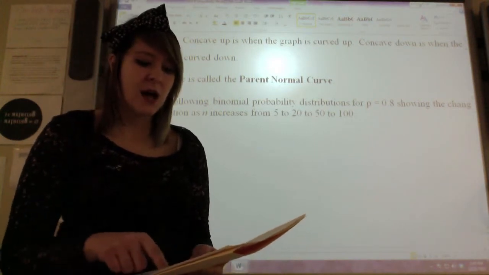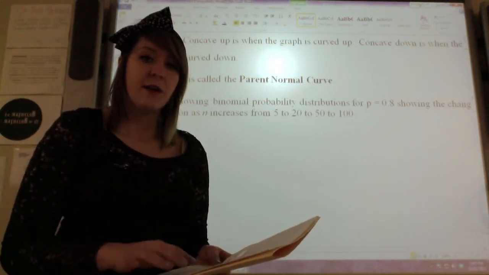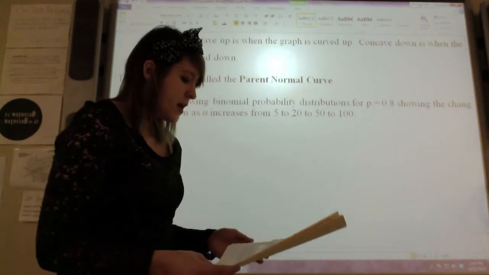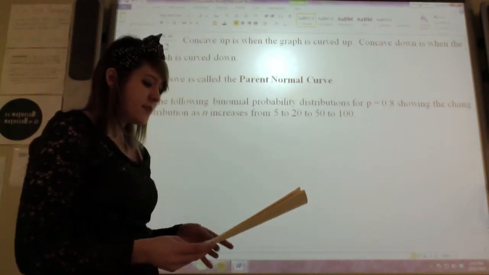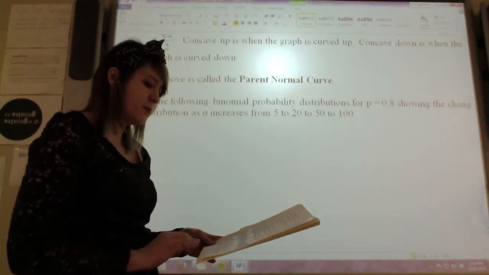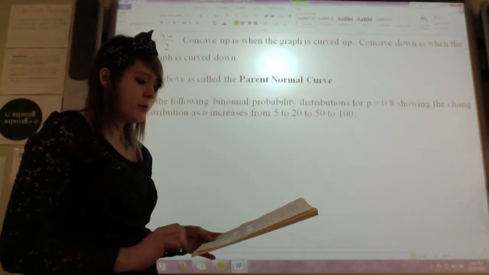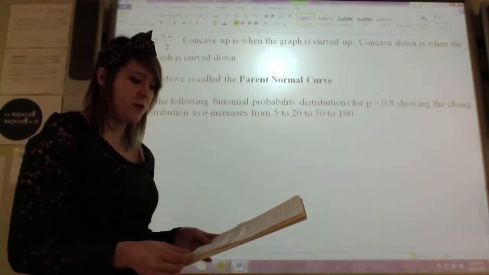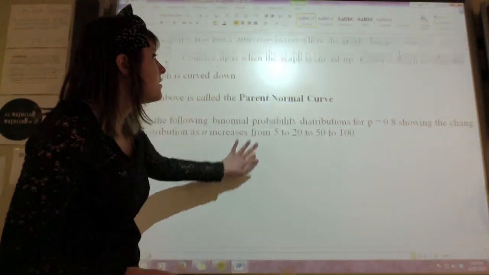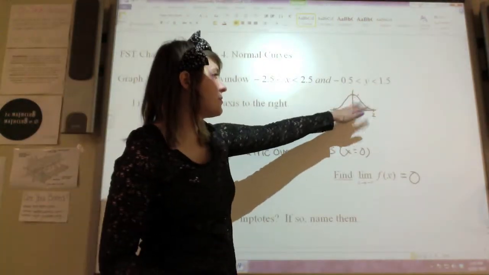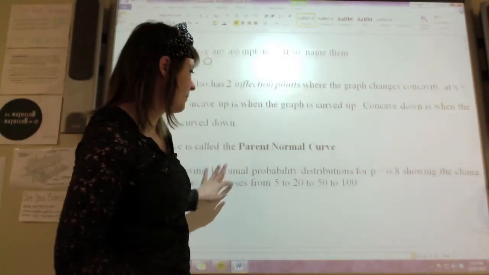So you'll notice that the tops of each of those graphs fall at the mean. As you can see, as n increases, the value of a binomial distribution approaches those of a normal distribution, taking the shape of the parent normal curve we looked at above. So all of these are getting closer and closer to this parent normal curve.